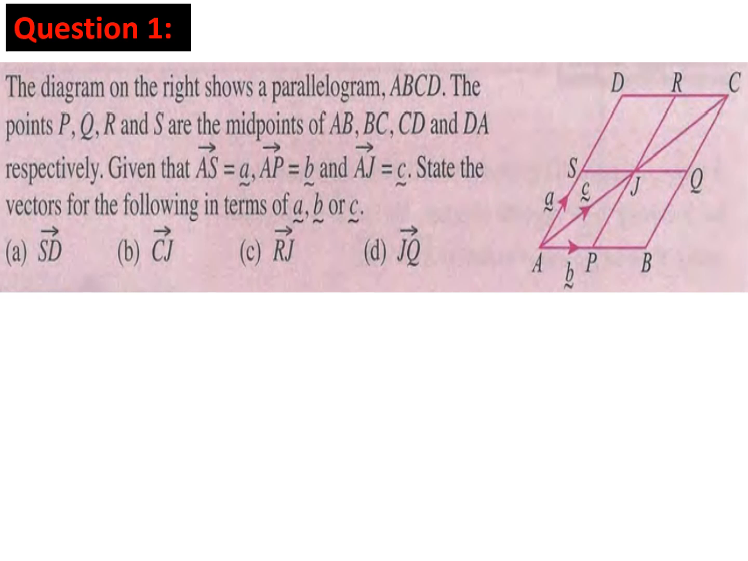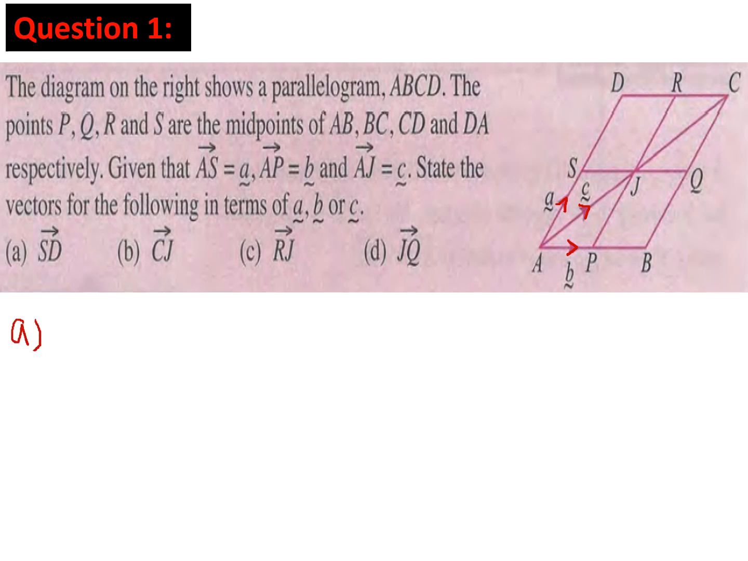Let's do some exercises. Question 1. The diagram on the right shows a parallelogram ABCD. The points P, Q, R, and S are the midpoints of AB, BC, CD, and DA respectively. Given that vector AS is vector a, vector AP is vector b, and vector AJ is vector c. State the vectors for the following in terms of vector a, vector b or vector c.